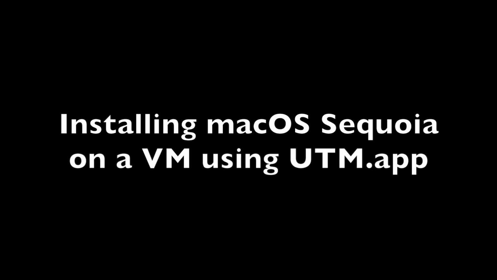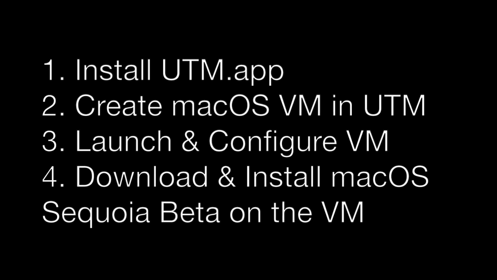Okay, hey everyone. This is going to be a quick tutorial on how to use the UTM app to create a macOS virtual machine and how to install the macOS Sequoia beta onto that VM. So this video is going to go pretty fast, and I'm going to assume that you know how to install software on your Mac and how to go through a normal macOS installation. But nevertheless, here are the steps that we're going to go through.